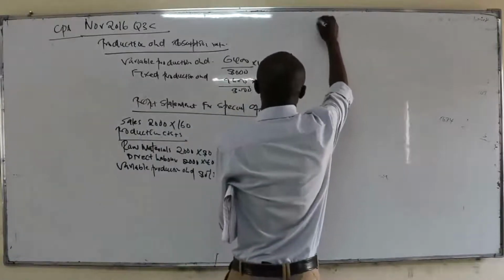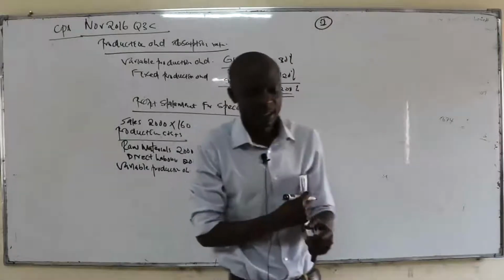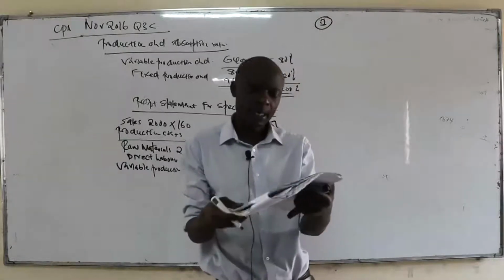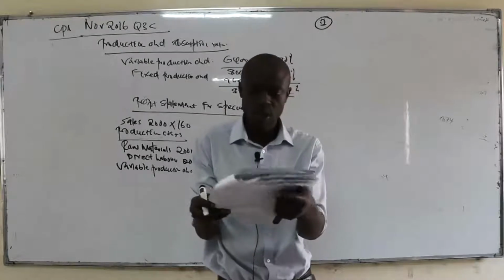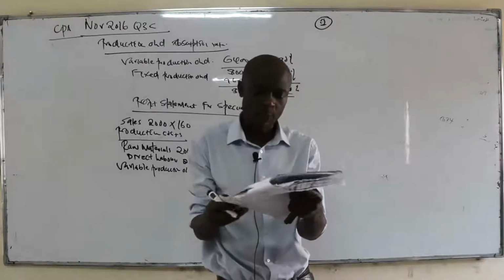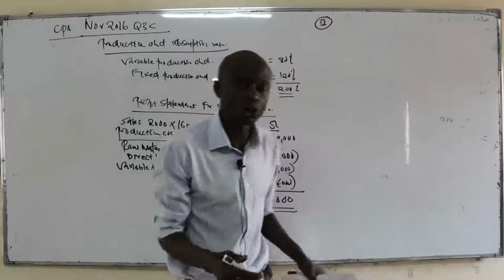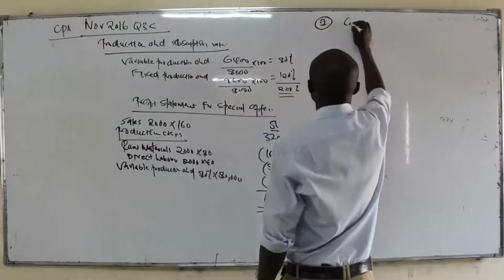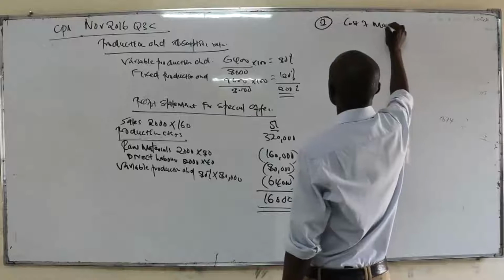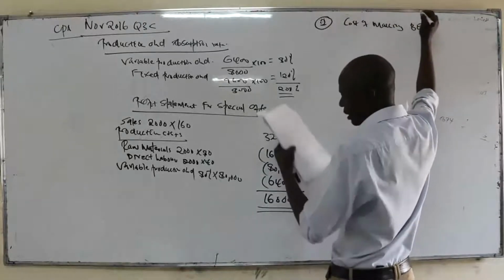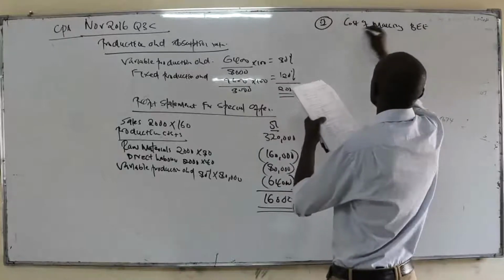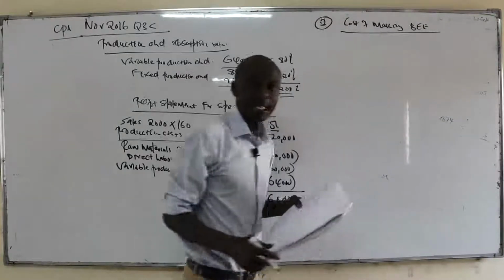Problem number two: they are facing a decision whether to make a particular product that they are using or to buy it from external suppliers. So we are going to list down the cost of making B. So we are going to list down the cost of making.